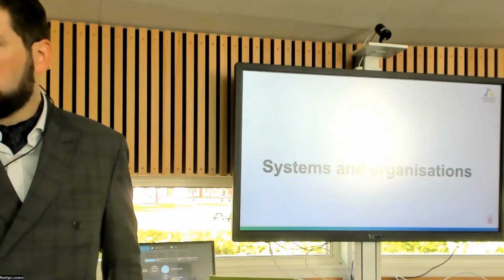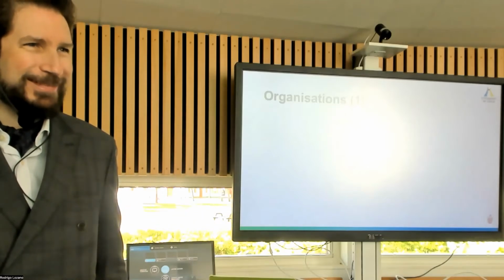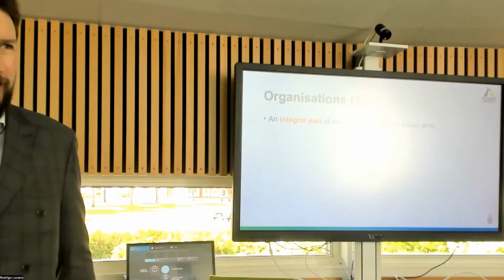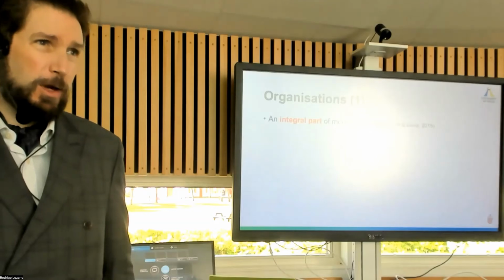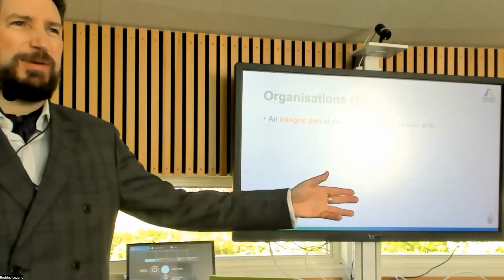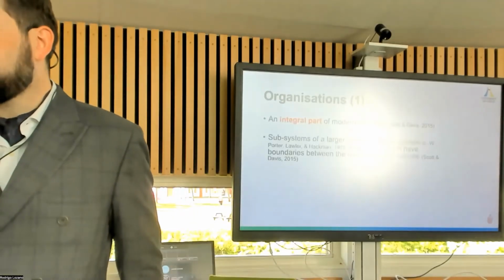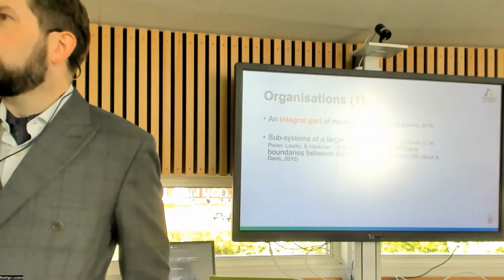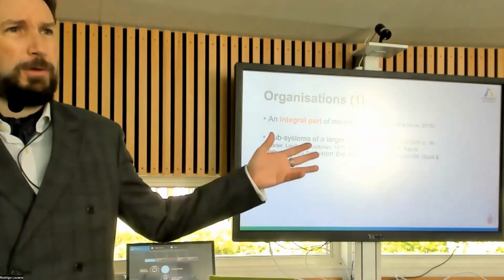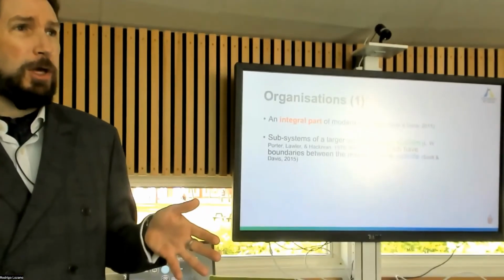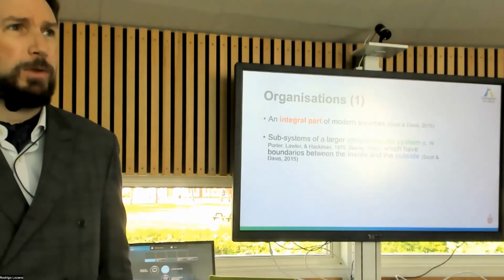And then we go to systems and organizations. So somebody asked me yesterday, what is an organization? Yeah. They are an integral part of modern societies. They were also part of ancient societies. You can call them an integral part of societies. They are subsystems of a larger environment. So we have environment, and then we have organizations, and then they may be part of the economic system or not. And they have boundaries between the inside and the outside.